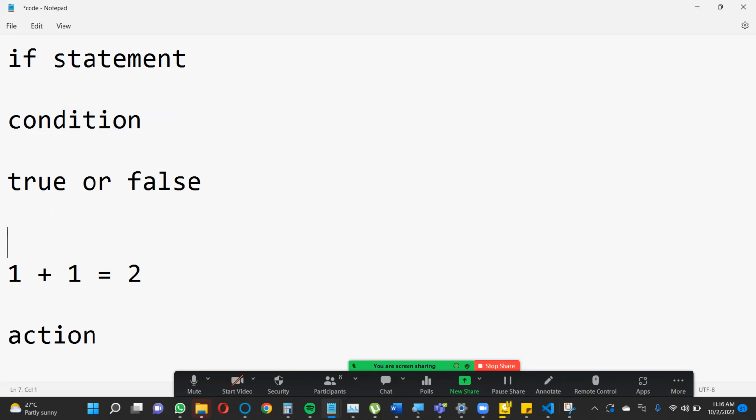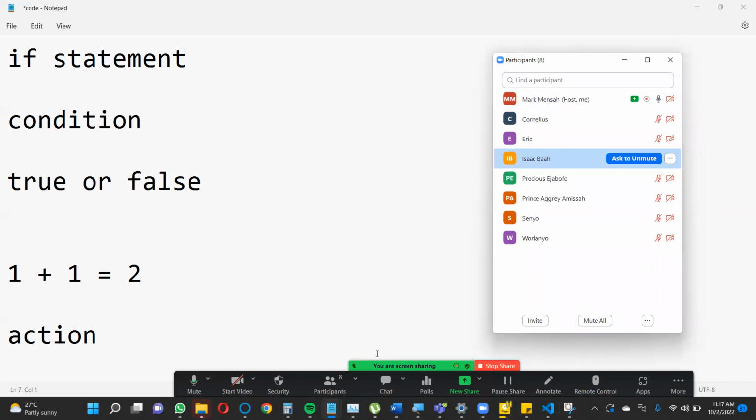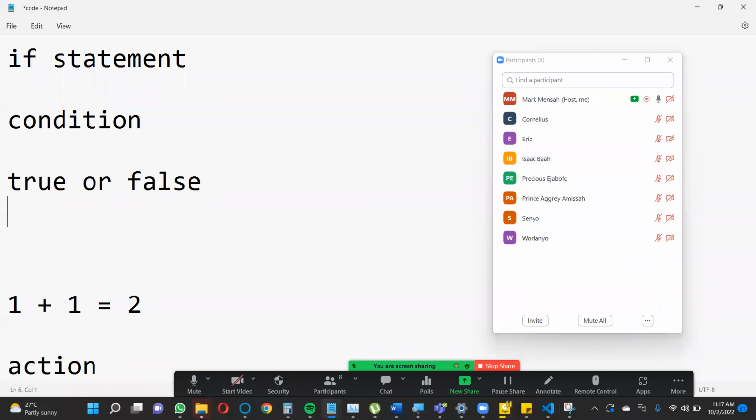Another thing is that in English, we cannot compare more than 2 things. I cannot say, let's say I'm richer than Eric, and Cornelius is richer than me, so I can't say Cornelius is richer than the 2 of us together. That English doesn't make any sense. I can only compare 2 things at a time.